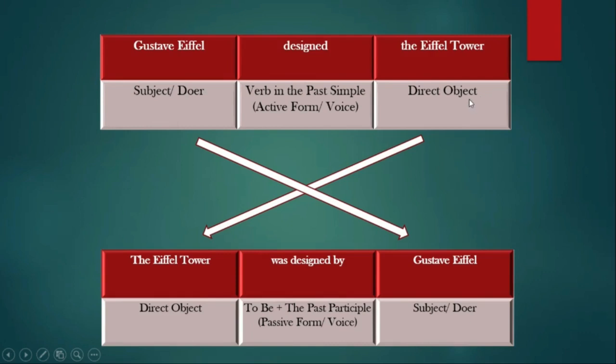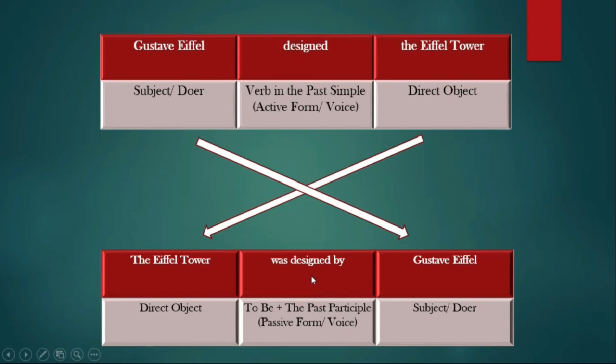However, we have some changes to make. Now, I put my direct object first, from here to here. Now, the direct object is the Eiffel Tower. Then comes the verb. Now, here the verb is in the past simple. Now, I put the verb next to the direct object. But I have to change the verb from the past simple into the past participle.